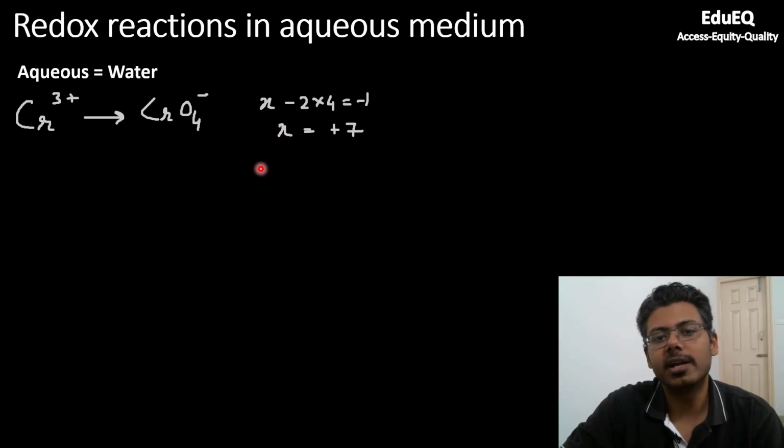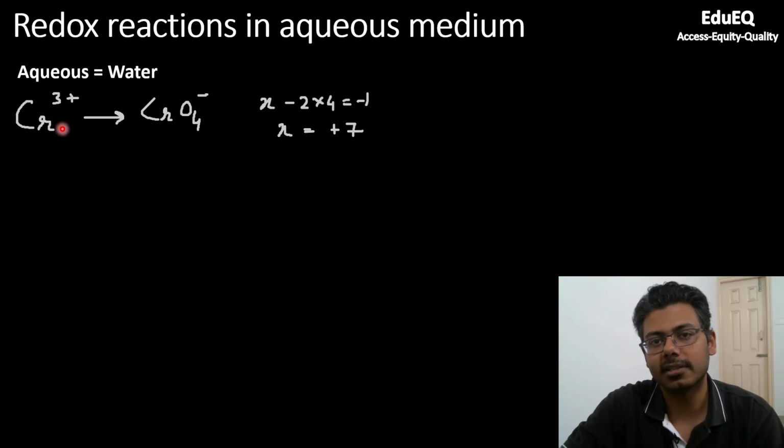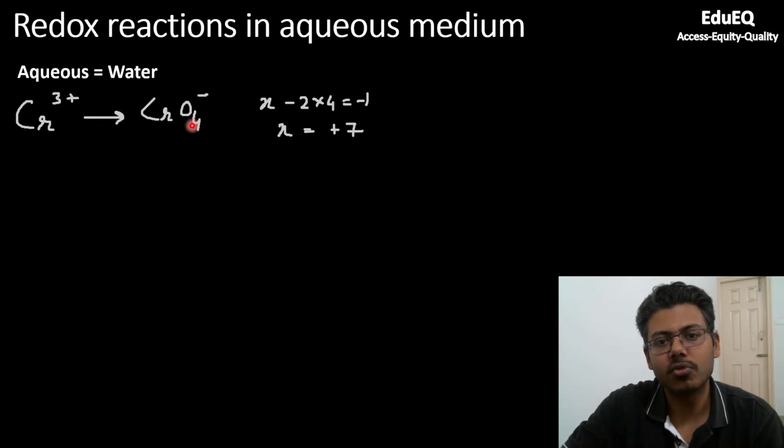So first thing is you find out the oxidation state of chromium on both sides. So you know here it is plus 3. We have already seen the rules in the last lecture. The oxidation state of a single ion is equal to the charge it carries. So oxidation state here is plus 3. But in this case, to find the oxidation state, you assume chromium has oxidation state of X, minus 2 into 4 because there are 4 oxygen atoms and each oxygen has oxidation state of minus 2. You equate it to the overall charge, which is minus 1, because this ion has overall charge of minus 1. So X is equal to plus 7.